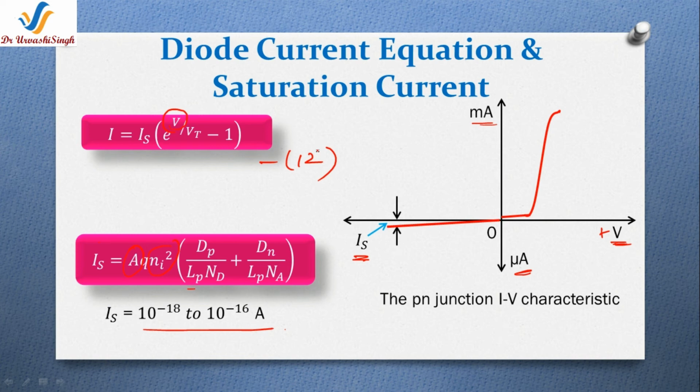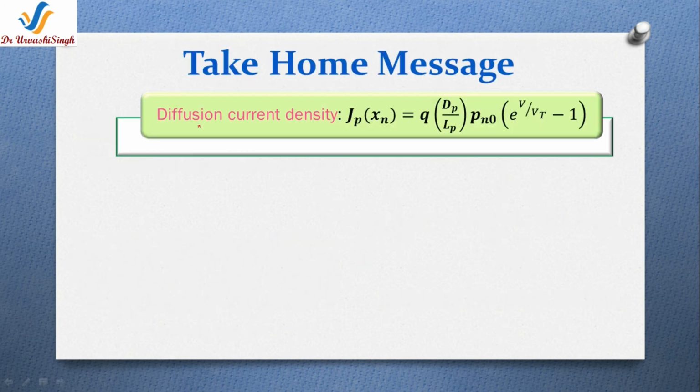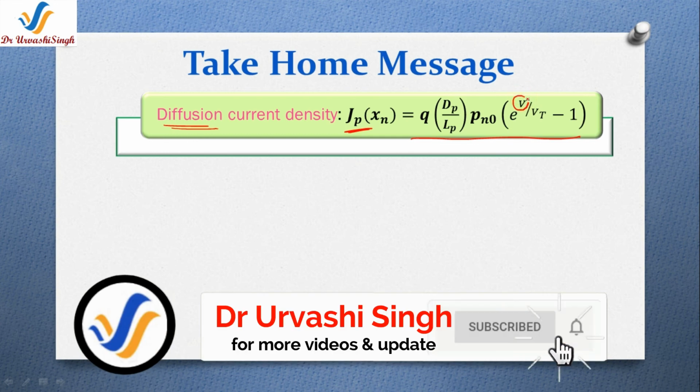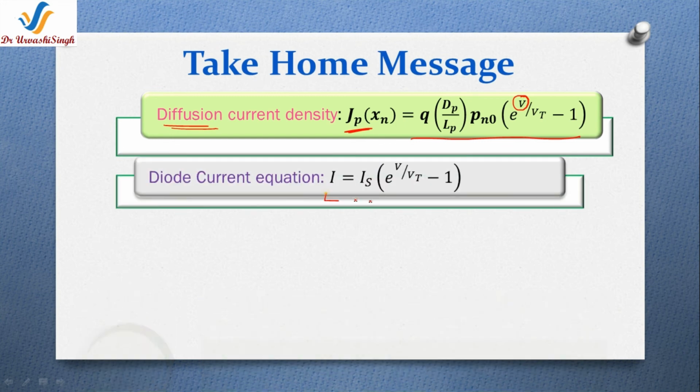Now let's recall all the important concepts of the topic. The first one is that the diffusion current density at the edge of the depletion region is given by this equation. Here you can see the diffusion current density depends on the potential you have applied across the PN junction diode. And the next is the diode current equation, which is this.